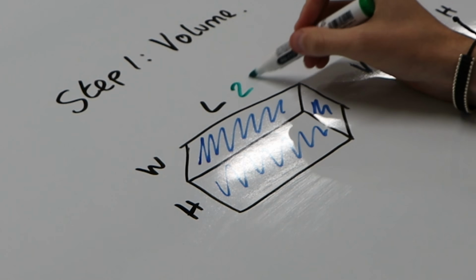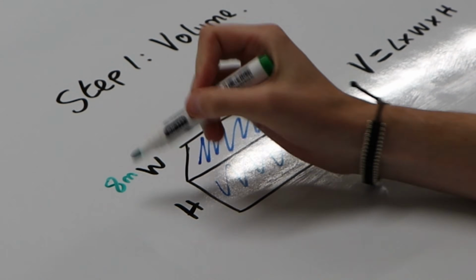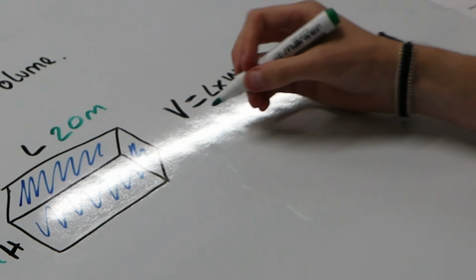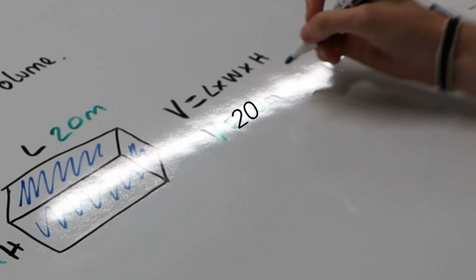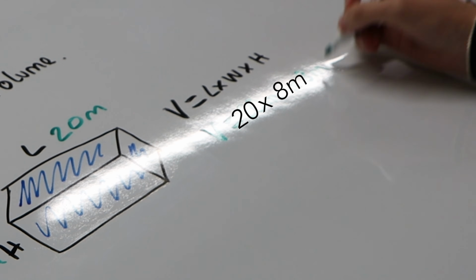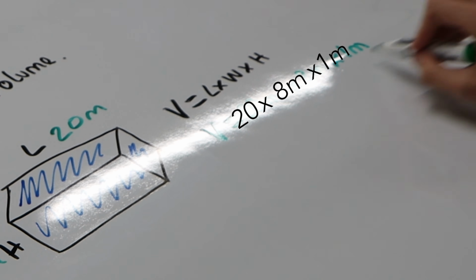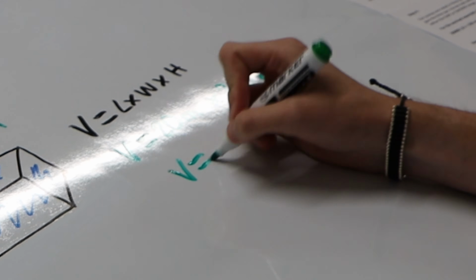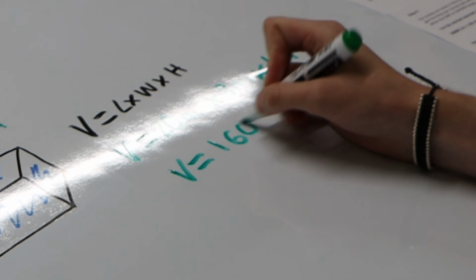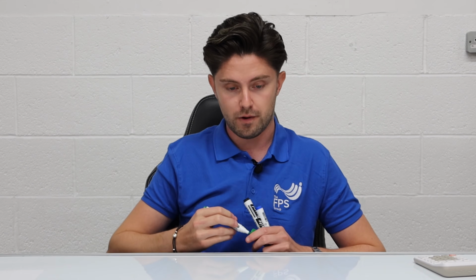Now on our worked example, we're going to have the pool having a length of 20 meters. It's going to have a width of 8 meters and it's going to be 1 meter deep. So our volume will be 20 meters times 8 meters times 1 meter, which gives us an answer in meters cubed because we've got meter, meter, meter. So volume equals 160 meters cubed. Now that is the end of our step 1.